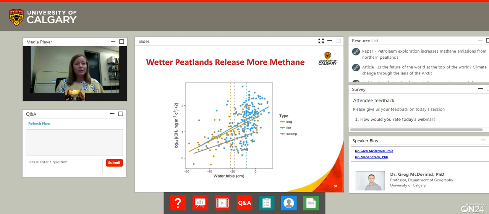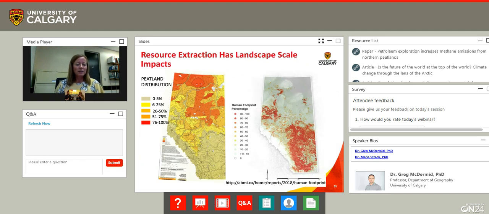And that's a really good segue into the next slide, actually, which is once we started thinking about what might happen locally on the lines, we wanted to determine what this might mean for the whole province's peatland methane emissions. And I think Greg's going to speak to that a bit.